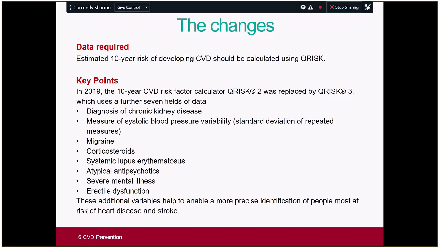We know any patient with a diagnosis of these is at a greater risk of developing cardiovascular disease, and that's why it's being included at this moment. So what we hope, or what we know, is the addition of these variables will actually allow a more precise identification of those people who are most at risk of heart diseases and strokes.